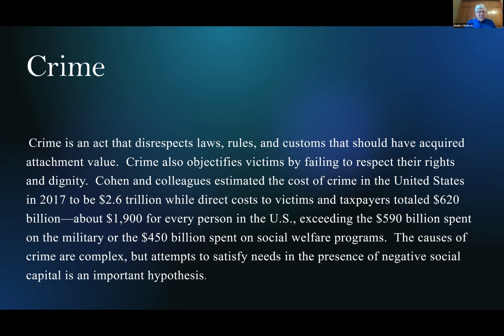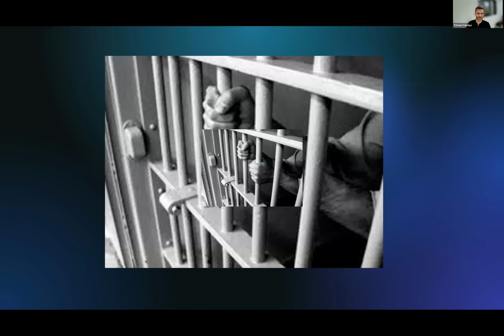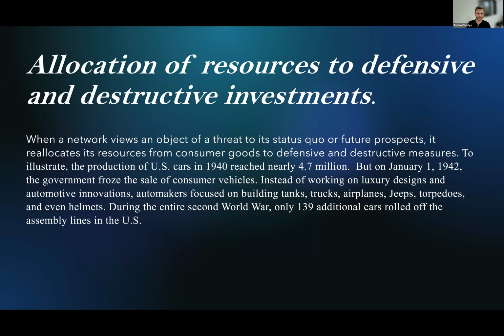I have a quote here from Cohen and colleagues that estimated the cost of crime in the United States to be 2.6 trillion in 2017, or about $1,900 for every person. So if you think about the cost simply by misallocating resources or not respecting basic rights such as property rights and other kinds of rights, this is an extremely high cost of cheap social capital. Not to mention certainly quite a lot more of them as well, aren't there? Many other costs. Perhaps another one to talk about is the defensive and destructive investments as well.